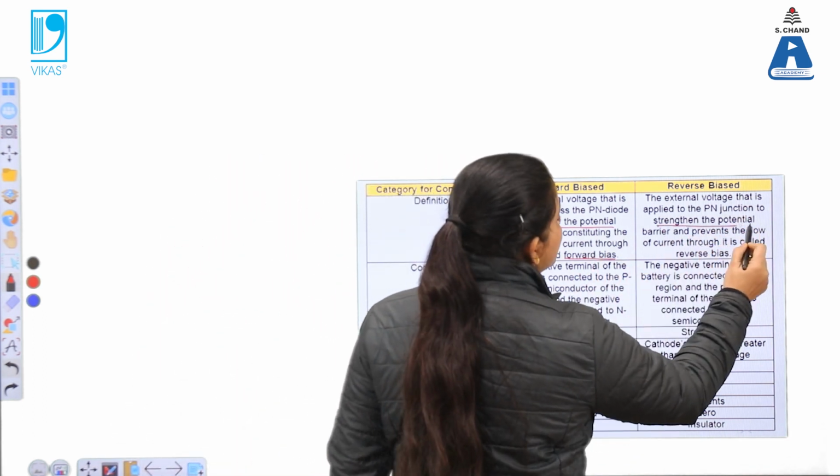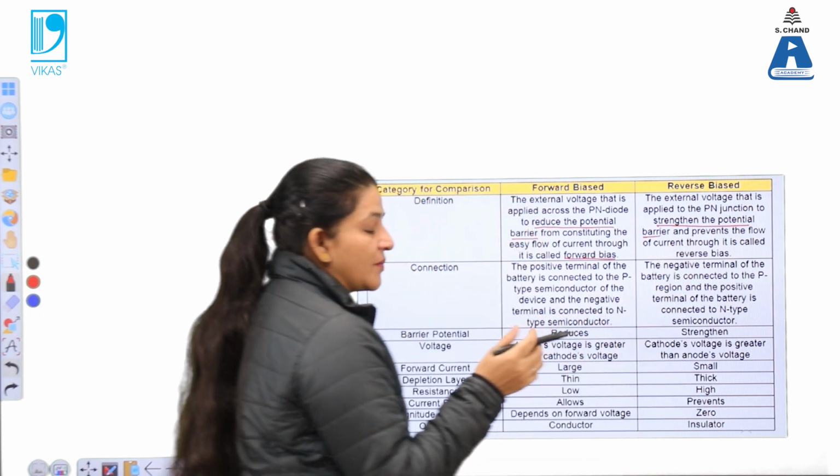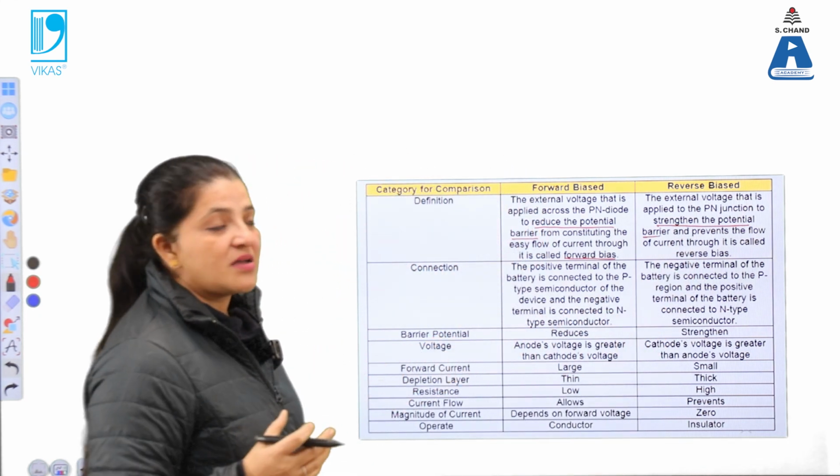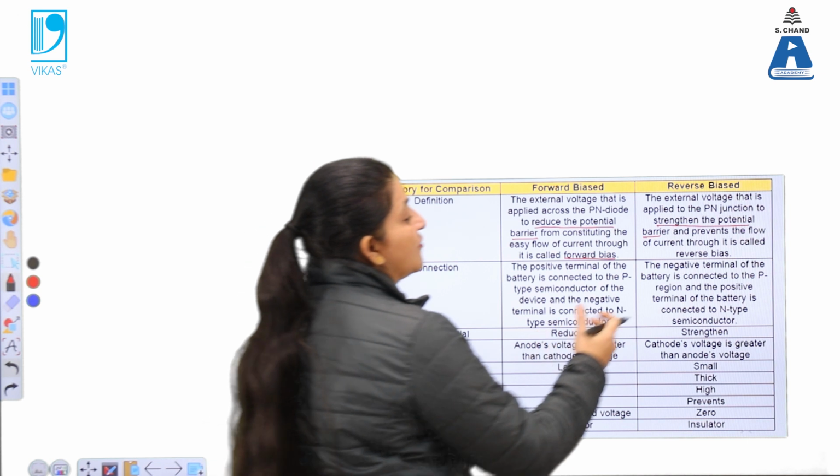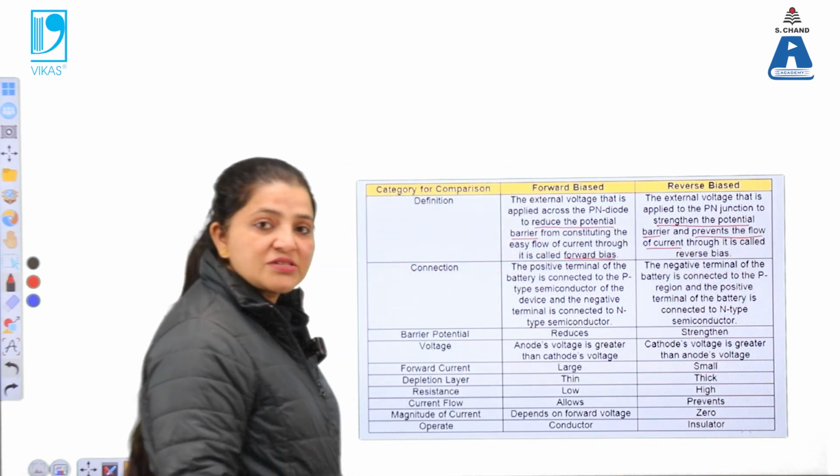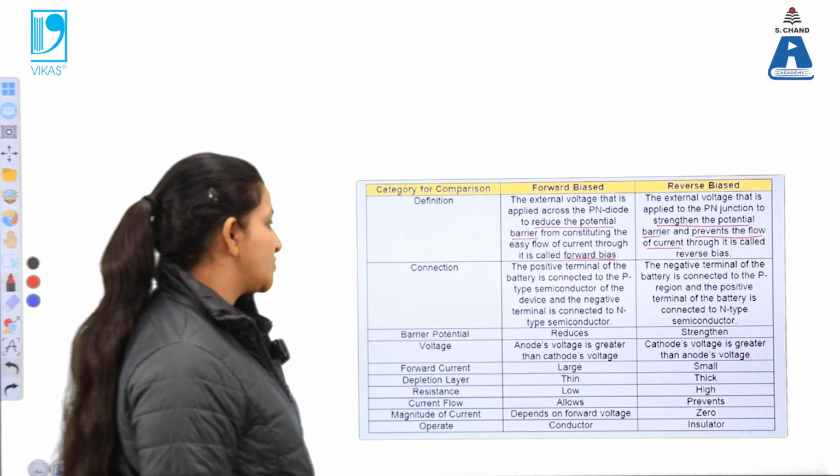While in the reverse biasing, what will happen? This potential barrier is strengthened, that means the depletion region thickness will be enhanced. So automatically that will prevent the flow of charge carriers. So charge carriers can't flow. So this kind of condition is known as reverse biasing.